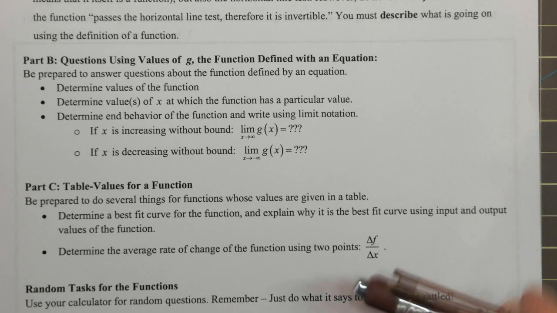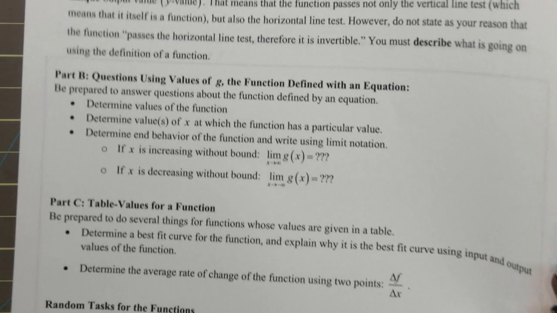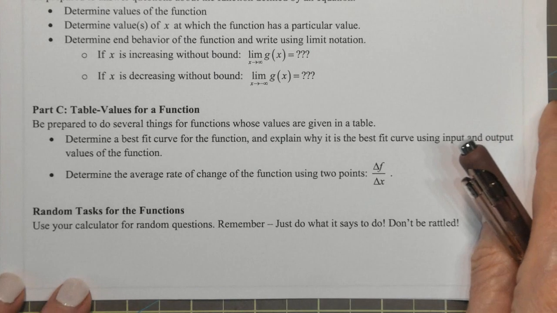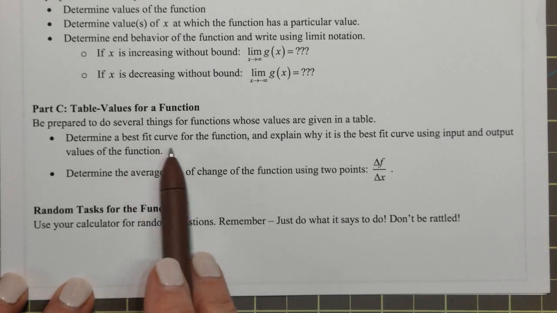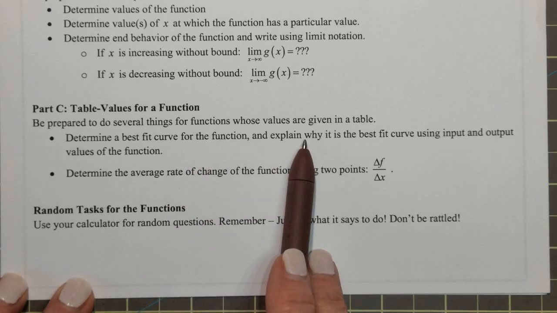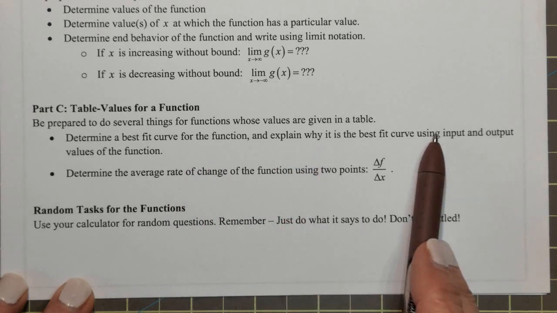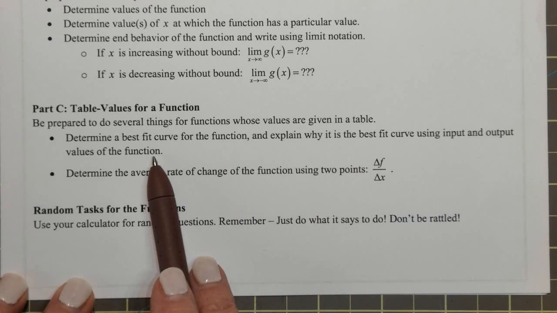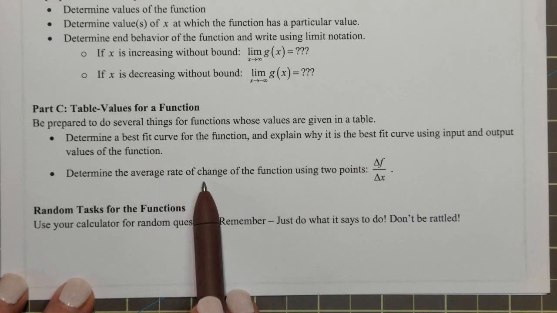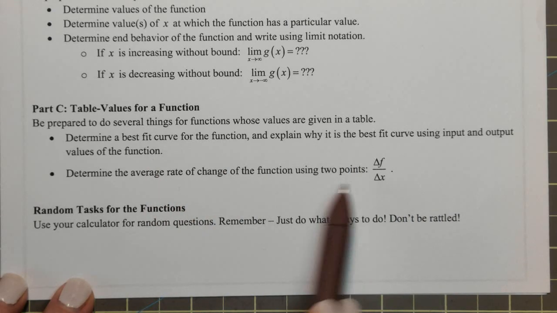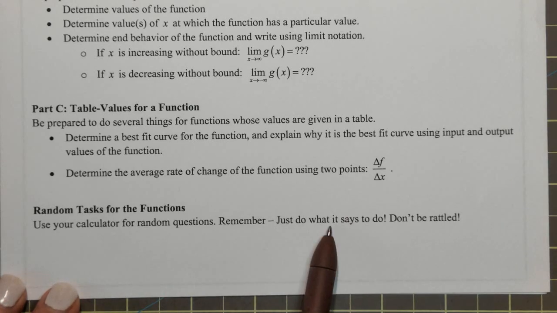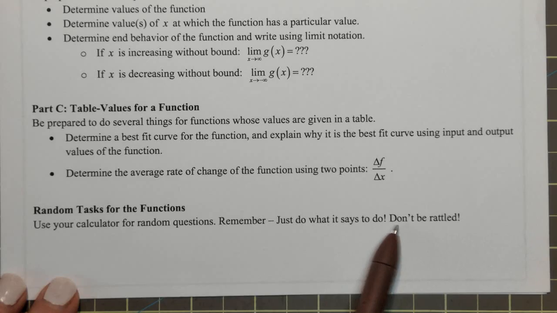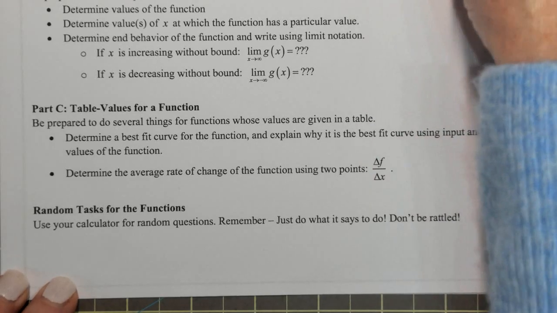Part C, if you have a table of values for a function, be prepared to do some things with those values. Determine a best fit curve for it using the input and output values of the function. Find the average rate of change, things like that. And then just random things. Just do what it says to do. Don't be rattled. Get every point that you can get.